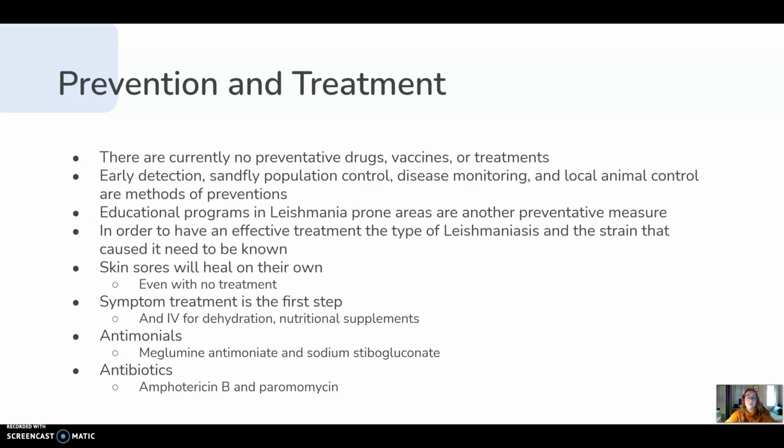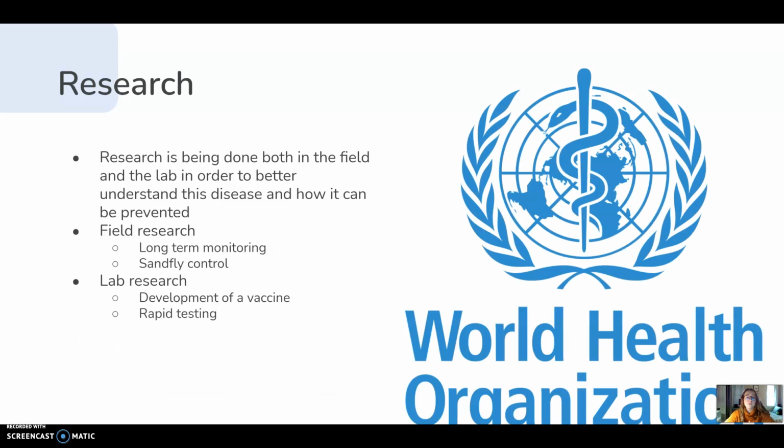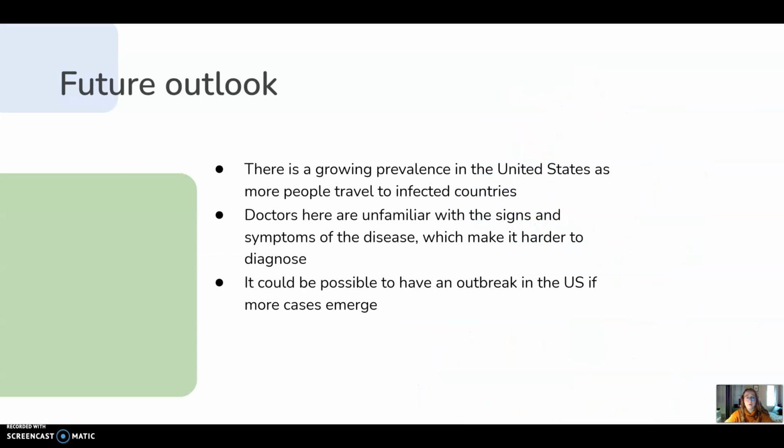Antimonials are a drug that can be used, such as meglumine antimoniate and sodium stibogluconate, as well as a few other drugs such as amphotericin B and paromomycin. So research is being done both in the field and the lab to better treat this and understand it. So in the field, long-term monitoring of patients and sandfly control are both used, and in the lab, development of a vaccine and rapid testing are both in progress.